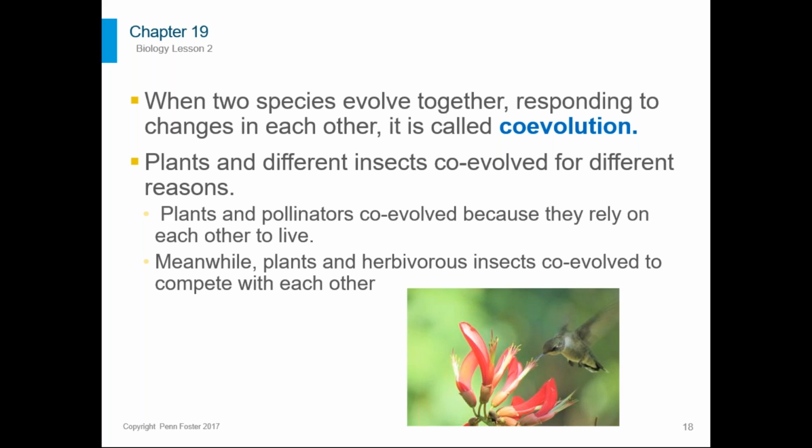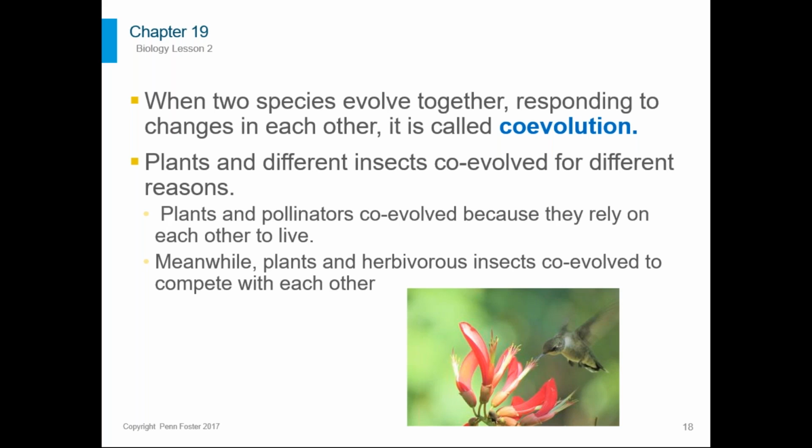So something pretty cool is plants and insects co-evolved in a couple of different ways for different reasons. So plants and pollinators, such as bees and butterflies and hummingbirds, they co-evolve because they rely on each other to exist. So, as plants change their traits, the insects and the birds and moths and other things would change their traits too, to be able to still live with the plants.